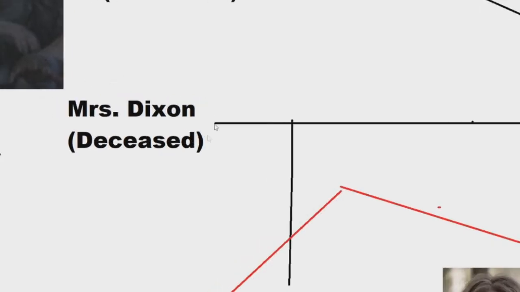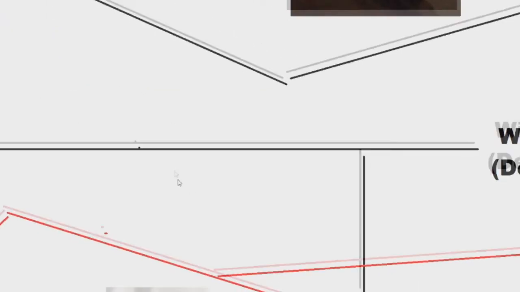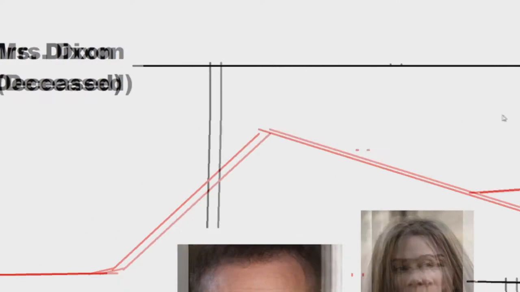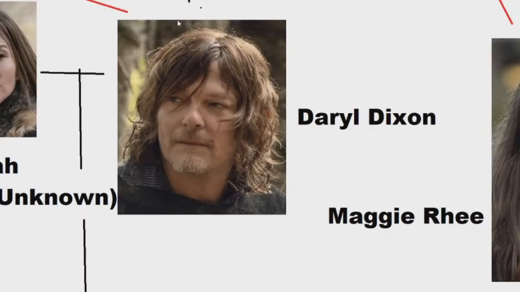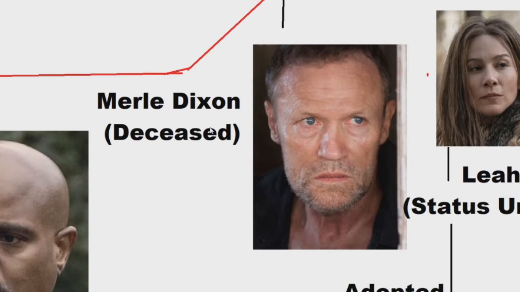I believe she died in a fire. She burned up in a fire, so I've put her on here too. So we know she's dead. Now, of course, Will and Mrs. Dixon didn't only have Daryl, they also had a man named Merle. And Merle is, of course, deceased. He died in Season 3.